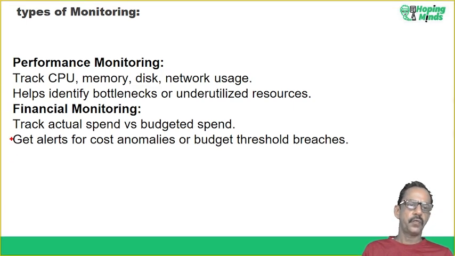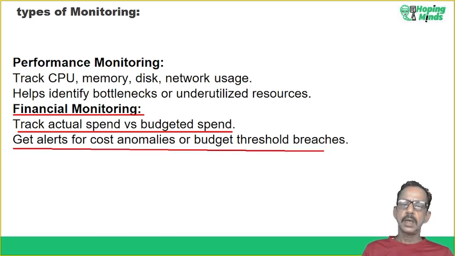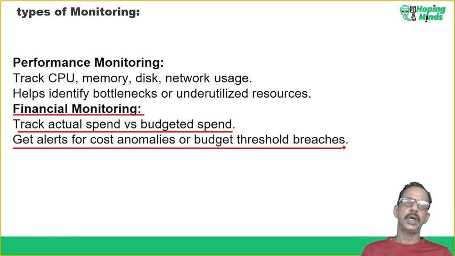Second is the financial monitoring. Track actual spent versus budget spent. In the beginning, we set some limits. Now we can track. Actually, we set $100 and we are going for $200. You can ask why we are going so high. Get alerts for the cost anomalies and budget threshold reached.